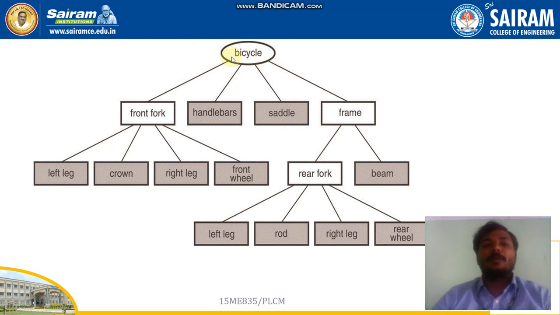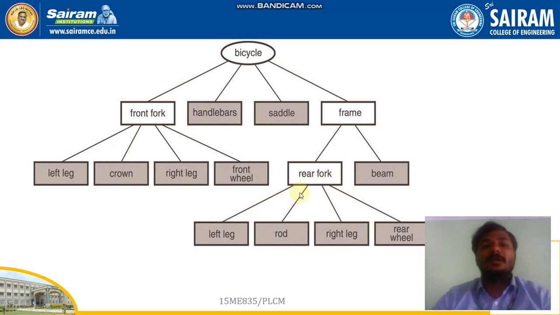Now we will see the product structure of the bicycle. First we categorize it as front fork, handlebars, saddle and frame. These are some of the major components. Further, the front fork consists of left leg, crown, right leg and front wheel. Next, consider the frame: it has the rear fork and the beam connecting it. The rear fork is further classified into left leg, rod, right leg and rear wheel.